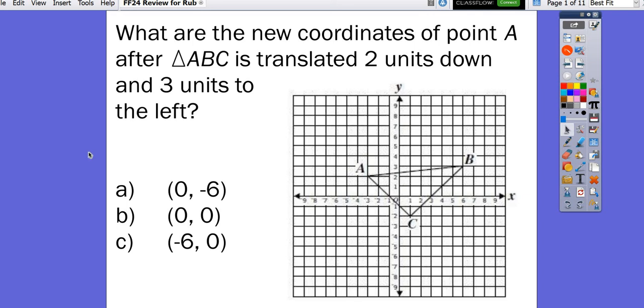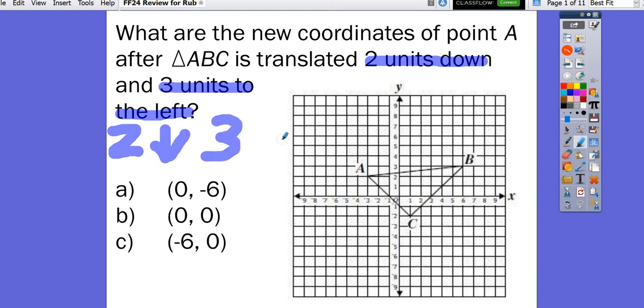All right, this is a review video for Flashback 24, and we're talking about transformations here. It says, what are the new coordinates of point A after ABC is translated? And it's telling us that you're going 2 units down and 3 units to the left. So before we do anything, I'm going to write a 2 and an arrow down. Then I'm going to write a 3 and an arrow to the left.